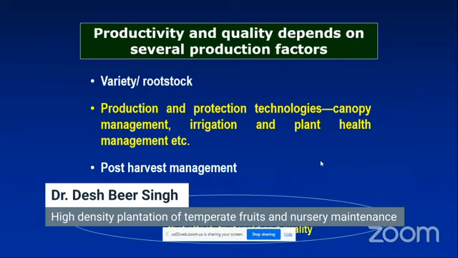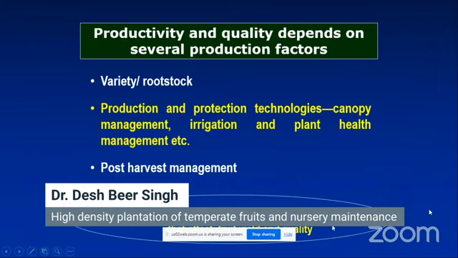As far as productivity and quality are concerned, they depend upon several production factors. As you know, in case of temperate fruits, the varieties are very important. Rootstock is very important; that needs to be studied in a very careful, scientific and informative manner. Production and protection technologies, canopy management, irrigation, and plant health management are very important. And last, but very important, is post-harvest management.